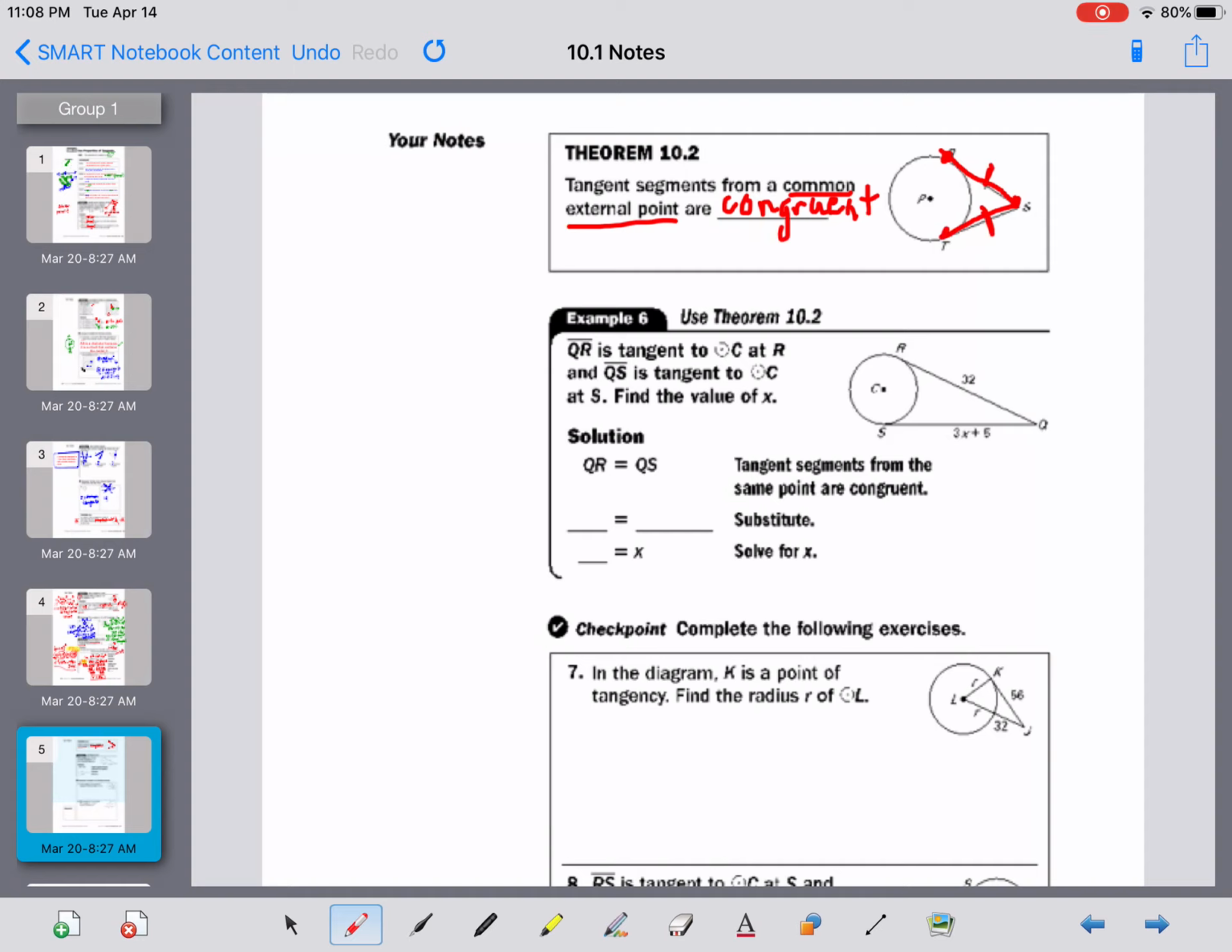QS is tangent to circle C at point S. We're going to find the value of x. I have one point. They're both tangent lines, and because of that, these two segments will be congruent. So QR is 32. QS is 3x plus 5. And I'm going to solve here for x.